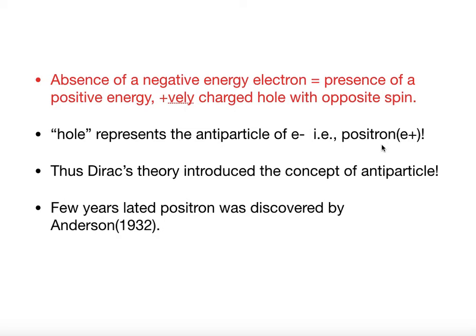So he introduced a new concept of antiparticle. At that time, the positron was not discovered, so people did not know about the antiparticle of the electron. But Dirac predicted that there should be an antiparticle of the electron. A few years later, Anderson actually discovered the positron and got the Nobel Prize for that.